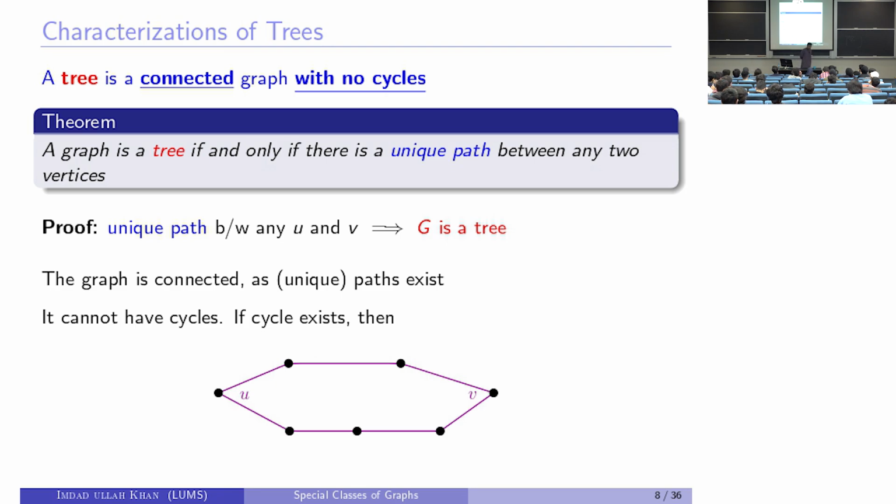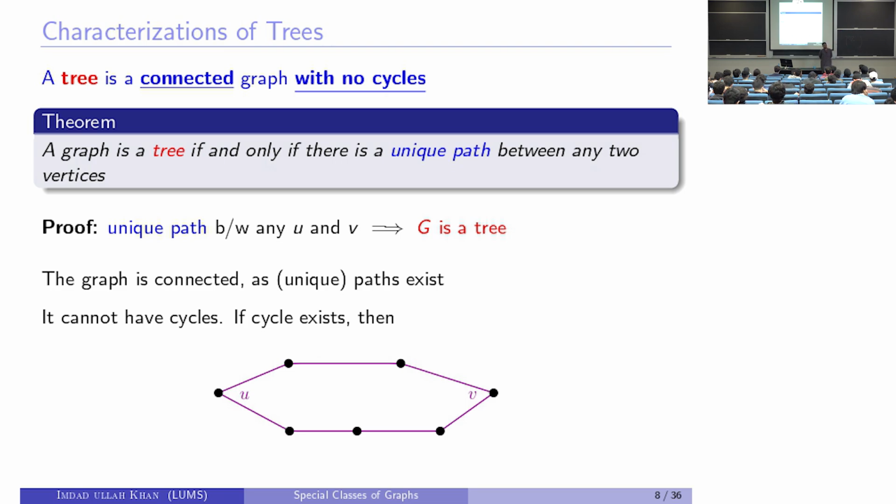So I know the graph is connected, right? I know a unique path exists between any two vertices, so there is a path between two vertices because the graph is connected. Suppose the graph is not a tree. There is a unique path, but it's not a tree. Pick any cycle in this graph. This is a cycle in the graph.